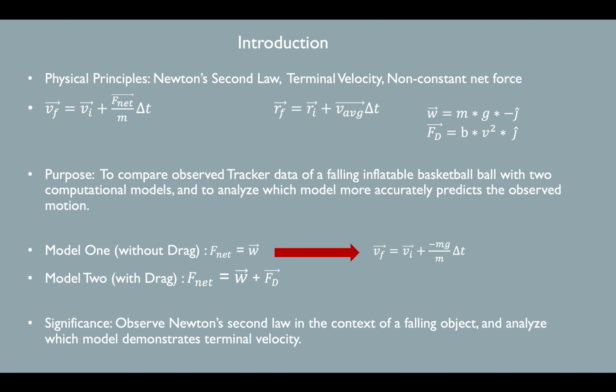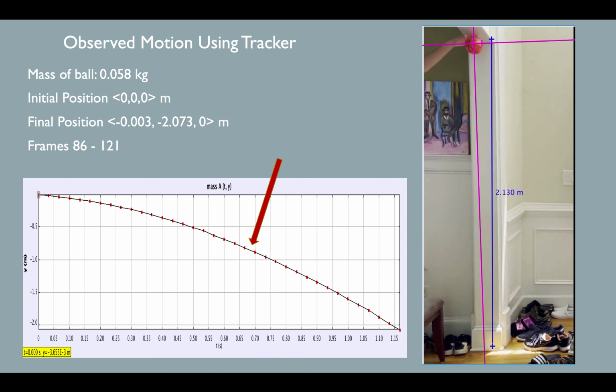Model 2 does consider the drag force, resulting in F net being the summation of the weight and drag vectors. The differences between these two models is significant, as only one model displays terminal velocity, as we will discuss later.